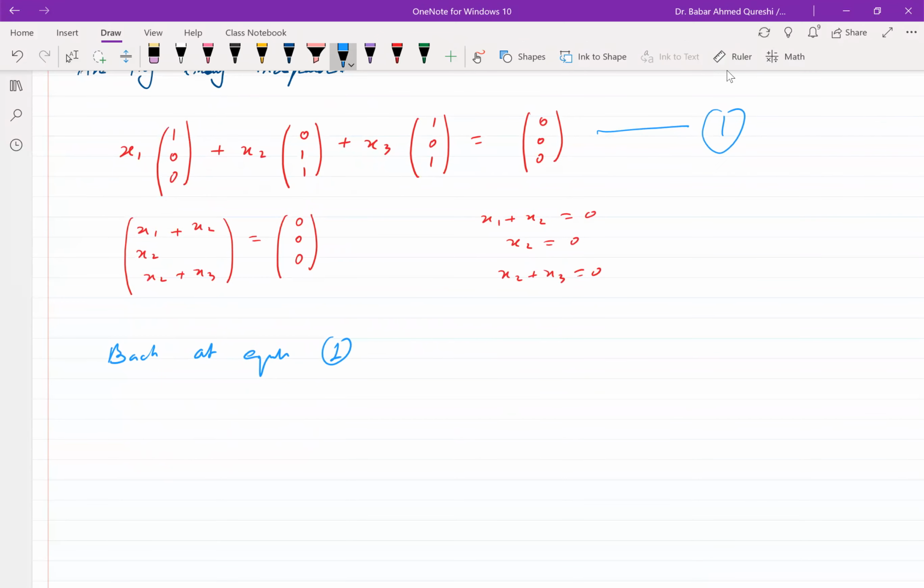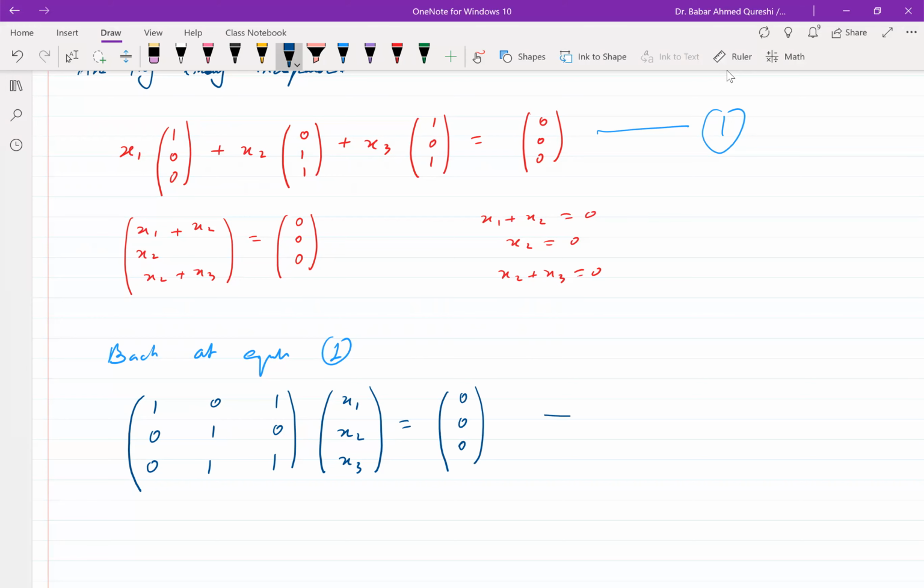Now I know that I can write it as a matrix multiplication. From the rules of matrix multiplication, I know that if I build up this matrix and multiply it with this vector, then multiplying a matrix with a column vector means you make a linear combination of the columns of the matrix with the numbers appearing in the column vector. So this is, again, the same equation as one. I'm just writing it as one dash.